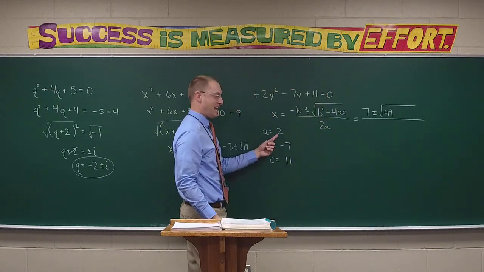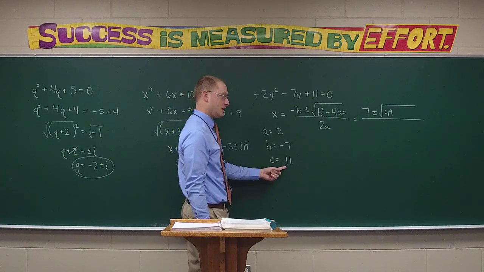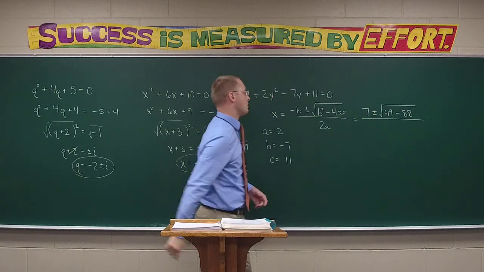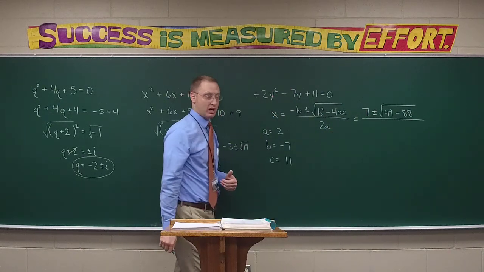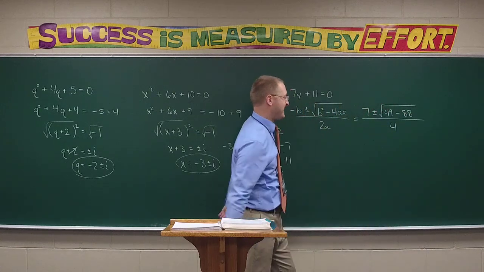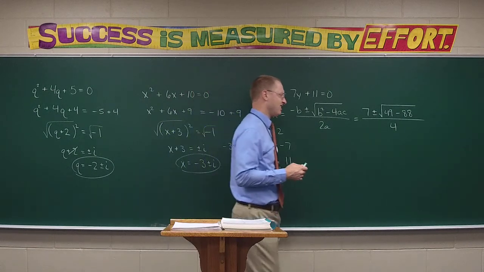And then it says minus 4 times a times c, or I'd like to think of it as a negative 4 times a, class. Negative 8 times c, negative 88. Or you can think of it as minus 88, it's up to you either way. All over 2a, or just 4. But what is 49 minus 88 going to give us here, Audrey?